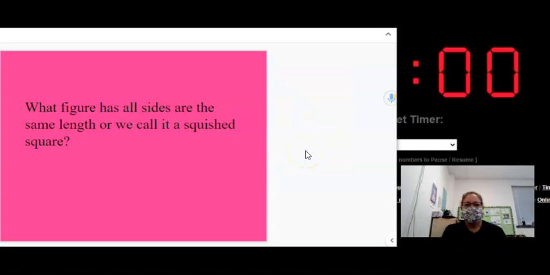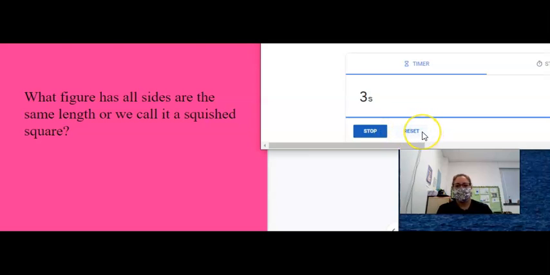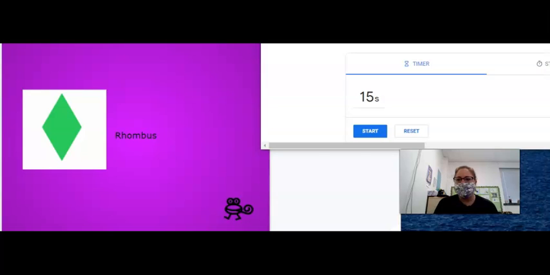What figure has all sides that are the same length, or we call it a squished square? Did you say rhombus? Good job.